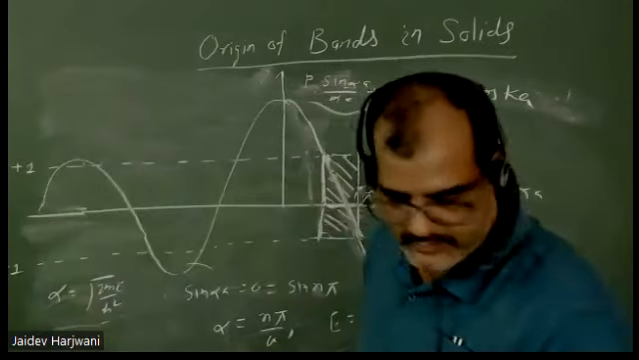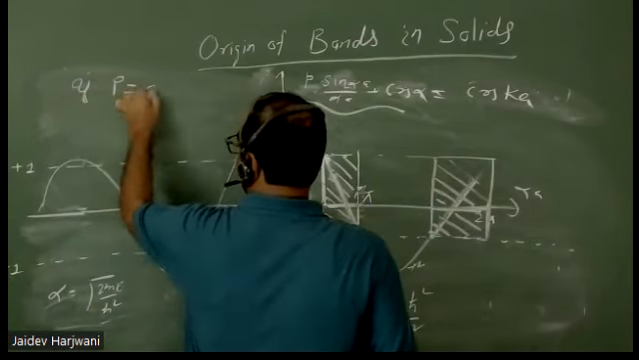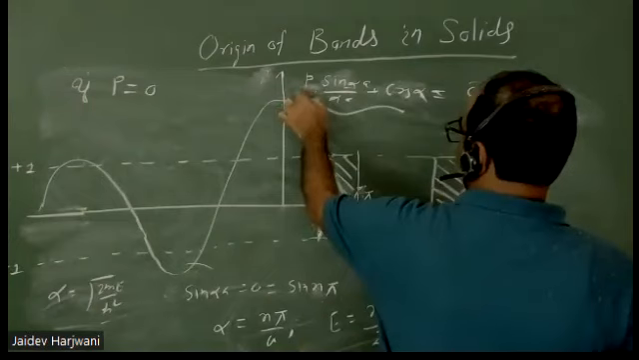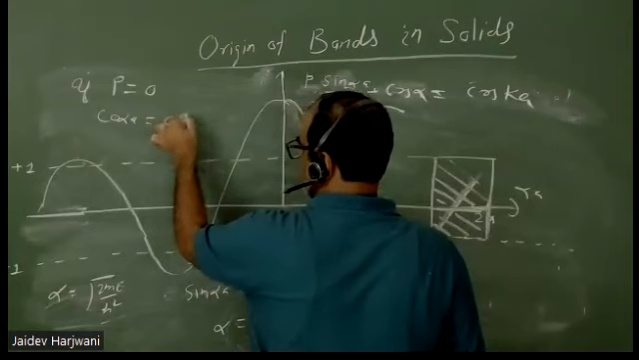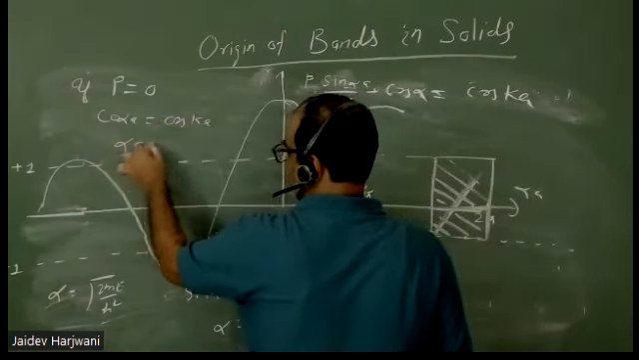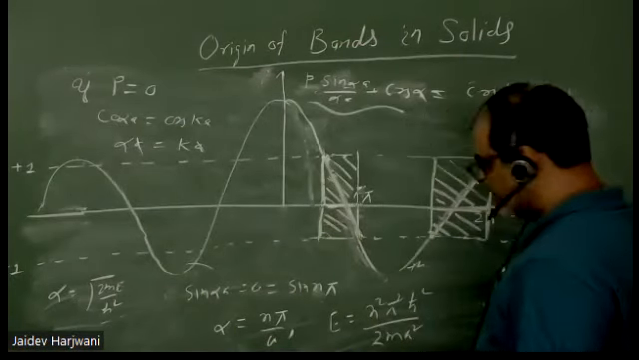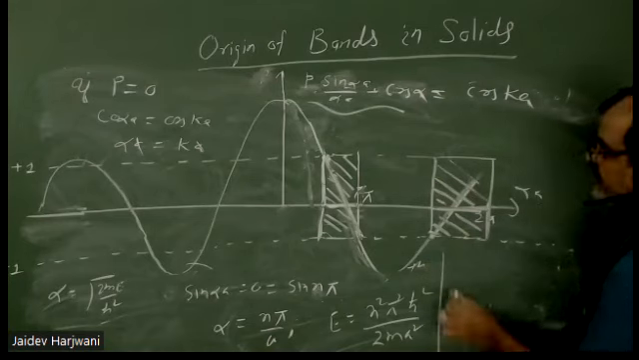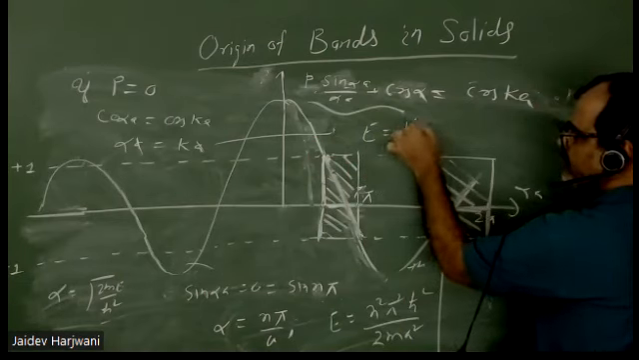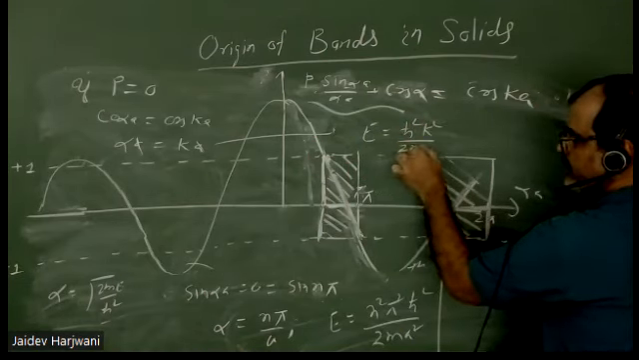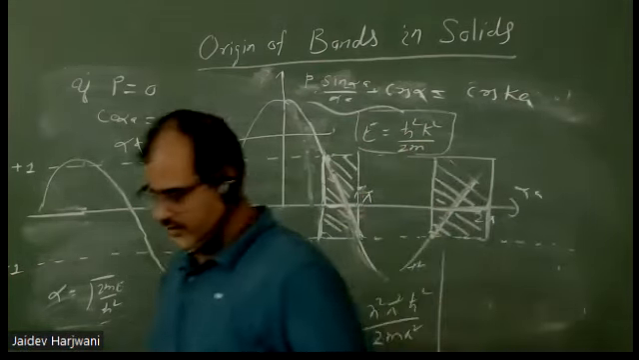If p is equal to 0, in that case this term becomes 0, then cos alpha a equals cos Ka, and then alpha a equals Ka. So alpha equals K. That means when there is no potential, my energy becomes E equal to h cut square K square by 2m. So it's behaving like a free particle.